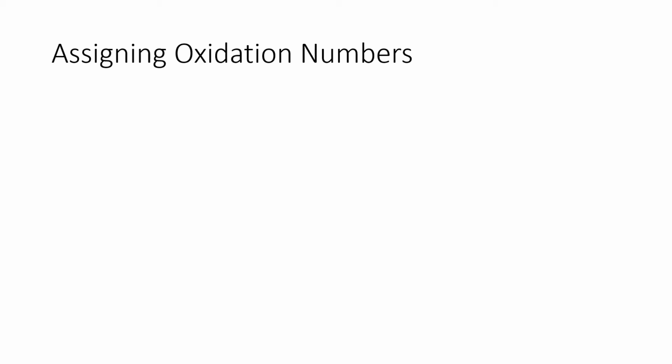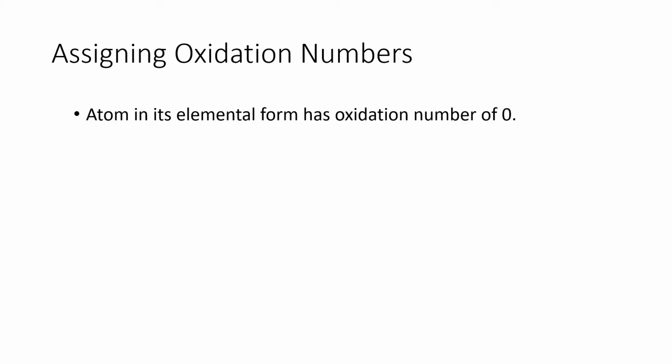That previous slide had the theory. Here's how to think about oxidation numbers. This slide has the process, the practical step-by-step procedure. So first of all, if you have an element in its elemental form, it has an oxidation number of 0.